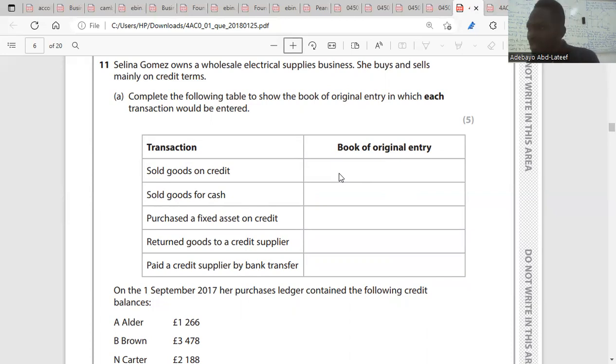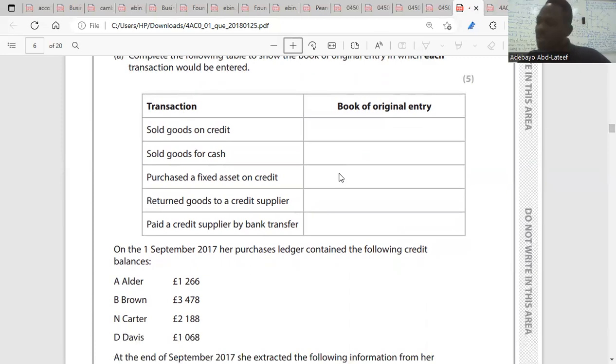When you sell on credit, that means you sold. So the book of original entry is your sales book. That is the book of original entry. When you sell on credit, you record it in your sales book or sales journal. Don't worry, I have the note for you here. Two, sold goods for cash. When you sell for cash, the book of original entry will be the cash book. That means you record it in your cash book.